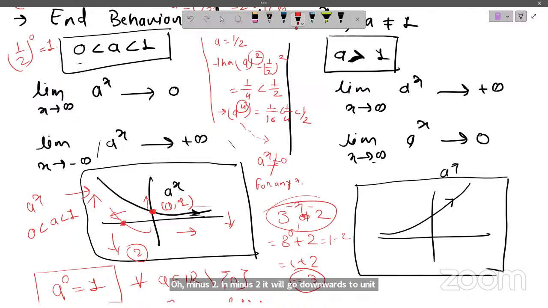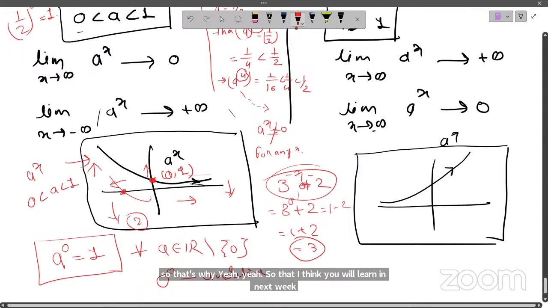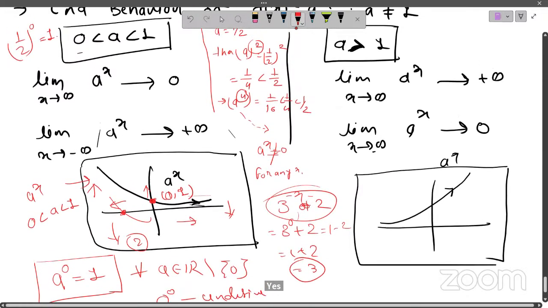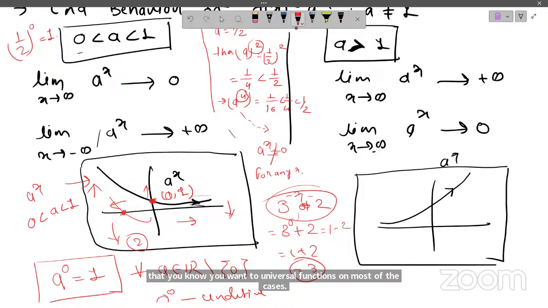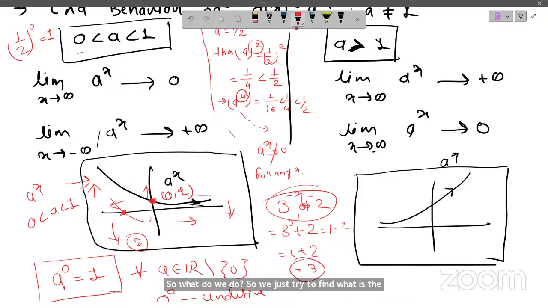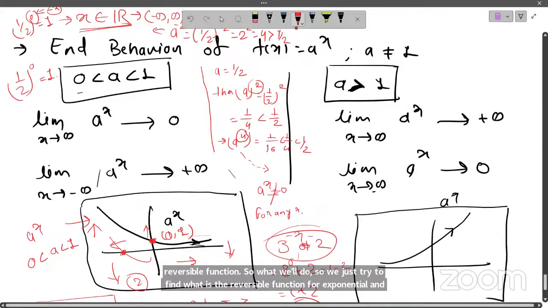Those roots you can find using the logarithmic function. So you'll be applying the log rule. That's the opposite of exponents. I think you will learn that in the next chapter, next week. The concept of log comes from the exponential, since we want reversible functions in most cases. We try to find the reversible function for the exponential, and that will lead to the log function. You will learn that mostly next week.